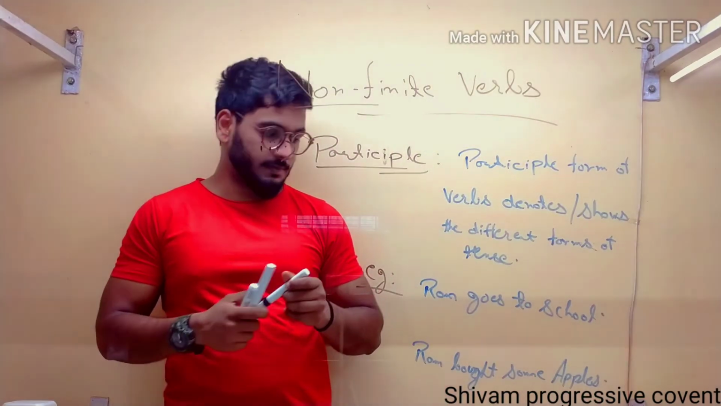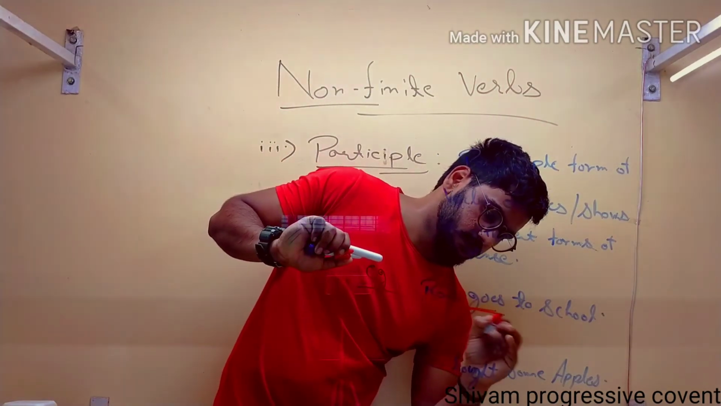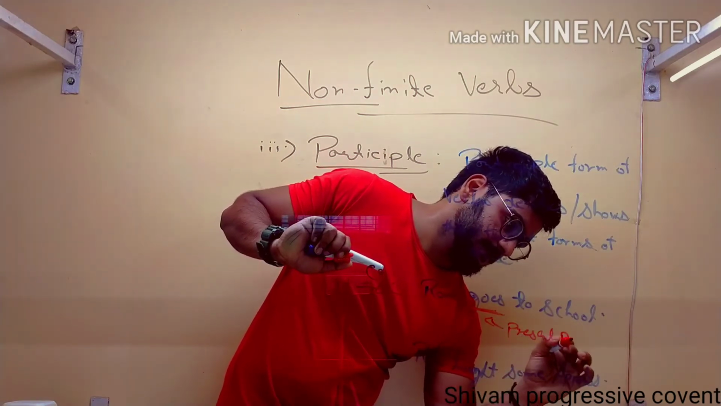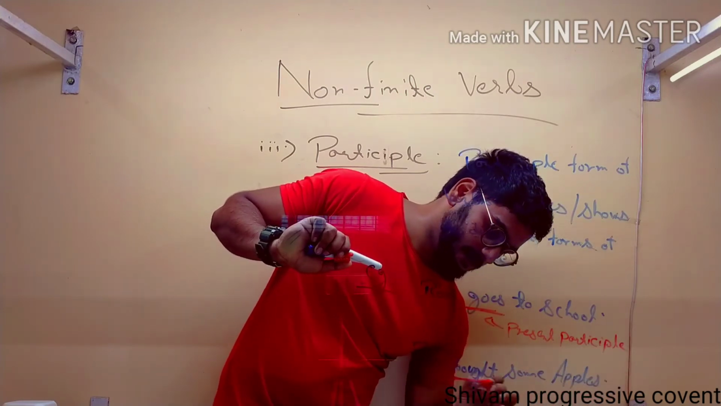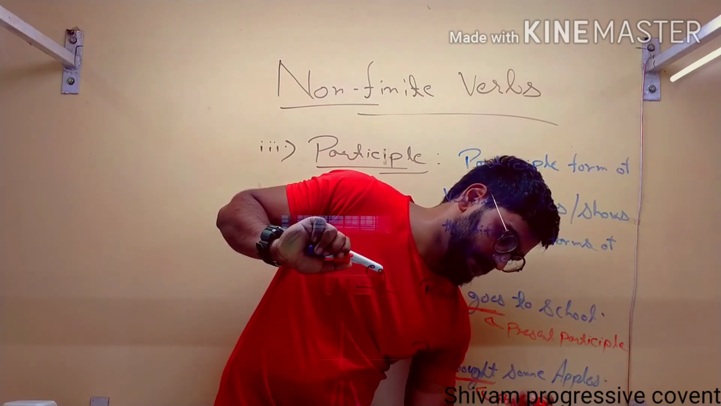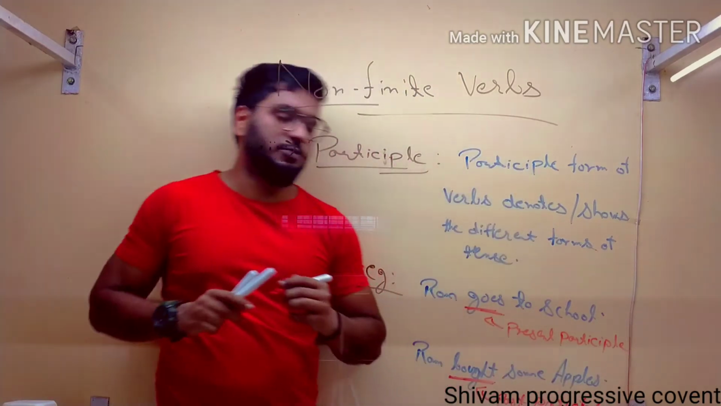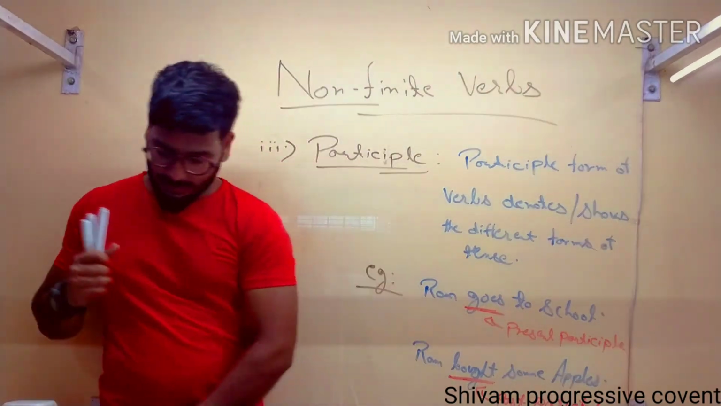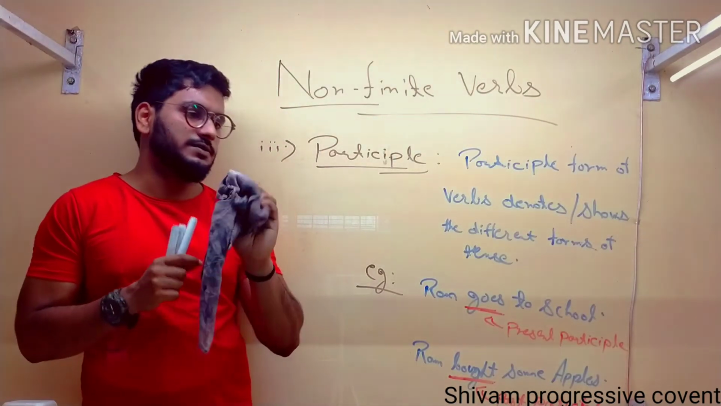So here, goes denotes present participle, and here this form of verb denotes past participle. This is the point I want to clear. So note it down. Then some more things about participle. Note it down first.